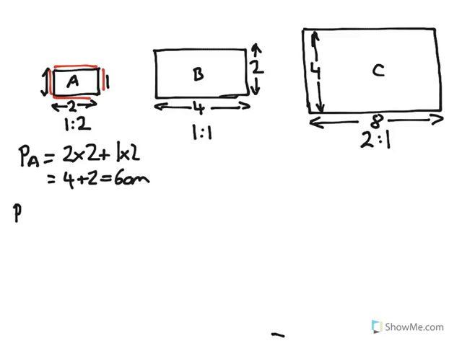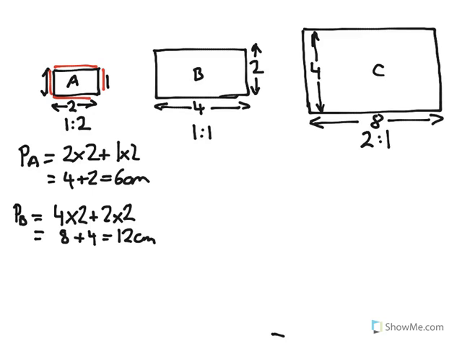What about the perimeter of rectangle B then? Well, that's easy to work out as well. You've got 2 lengths at 4 centimeters, and you've got 2 lengths at 2 centimeters as well. So that equals 8 plus 2 2s are 4 equals 12 centimeters.